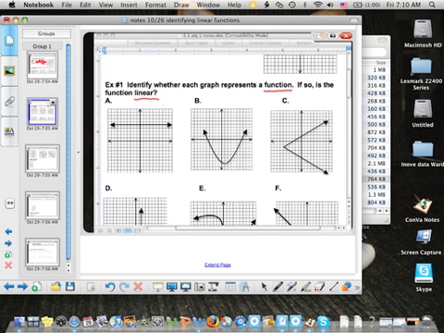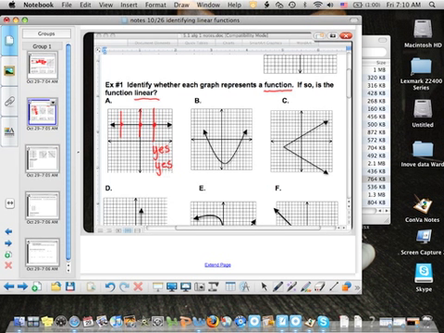Okay, so I'm going to look at letter A. And I do see definitely that it's a function because it passes the vertical line test. Remember, the vertical line test means that if I was to draw a vertical line anywhere on this graph, it would only touch the graph one time. See, anywhere, even if it's like the y-axis, or if I do one over here, it only touches once. So this is a function, and it is also a linear function, obviously, because it's a straight line.